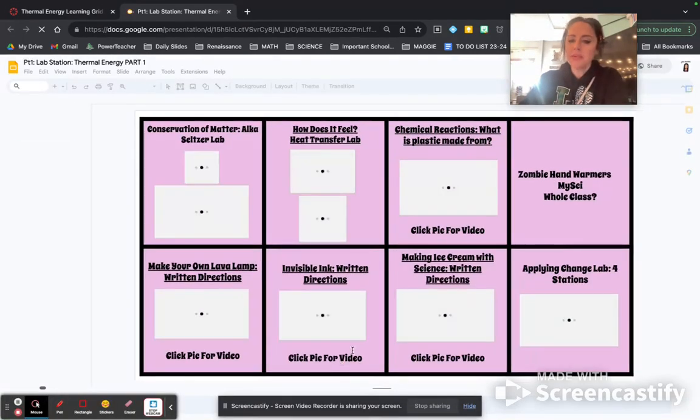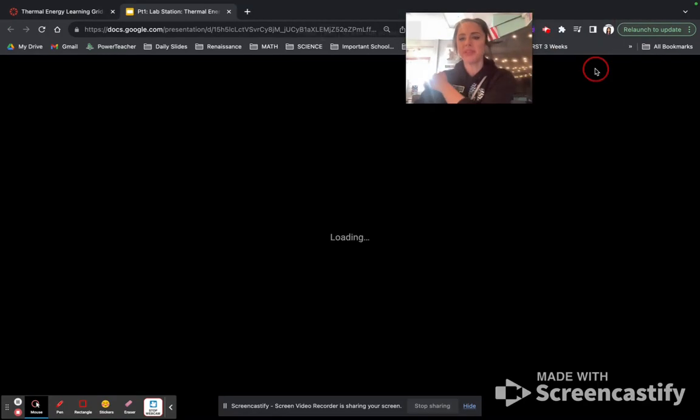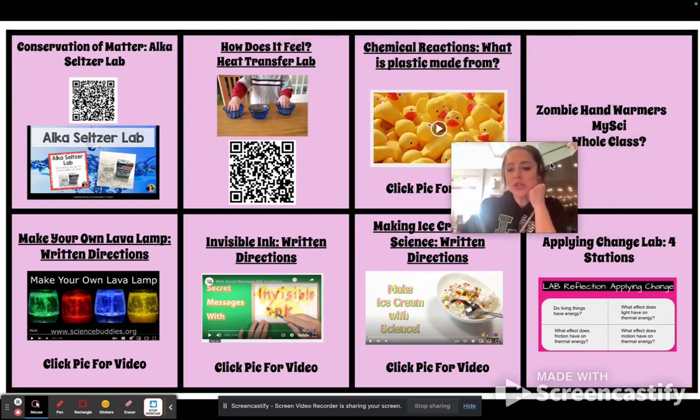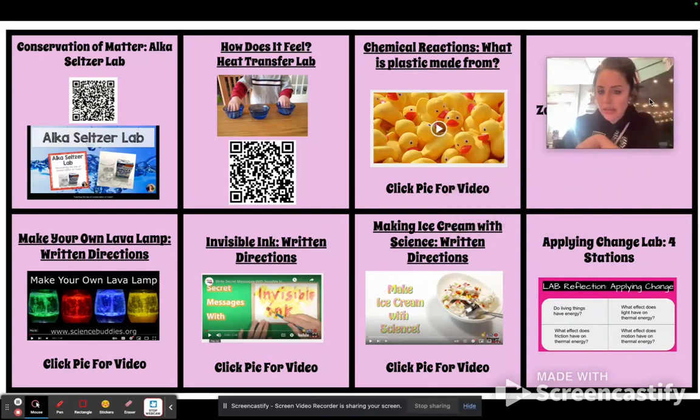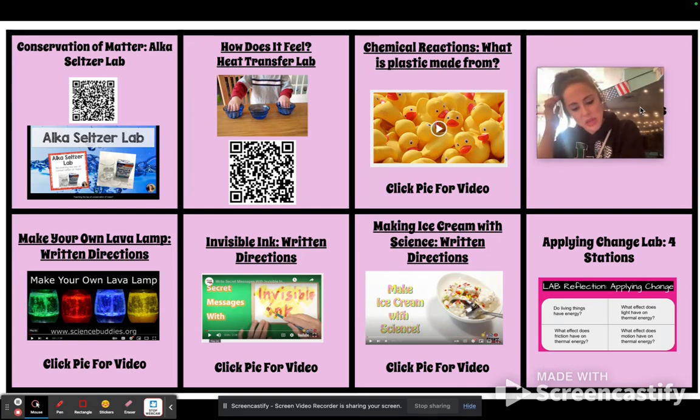So we're on lab. And when I open this up, I'm going to go ahead and click it on slideshow just so it looks nicer for you. We are going to do the zombie hand warmers together because there's so many chemicals involved in it and the temperature gets really high. And then I'm also going to do the applying change lab with you guys. We haven't really done a lot of labs like this, so I think it'll be good for us to kind of just practice what are our norms and expectations, what are our class promises, and how do they apply.